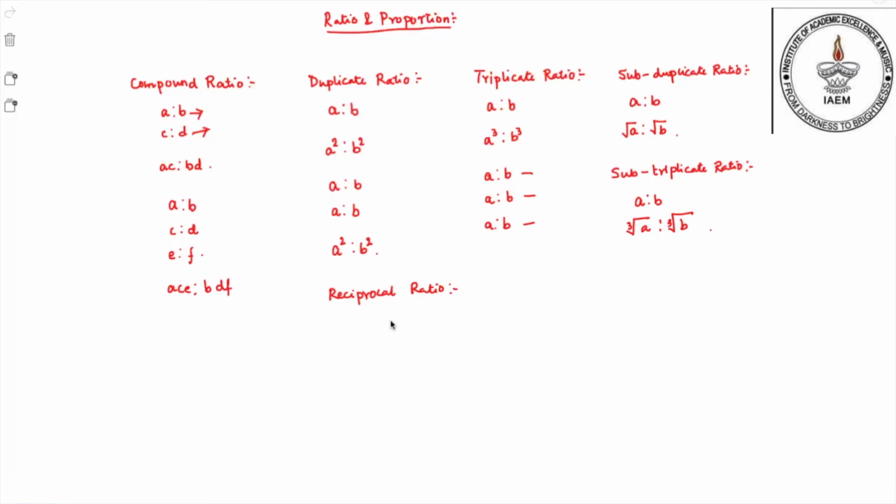Reciprocal ratio means the ratio of A is to B is given as 1 by A is to 1 by B, which will finally imply that it will become B is to A. So the reciprocal ratio of A is to B will be B is to A.